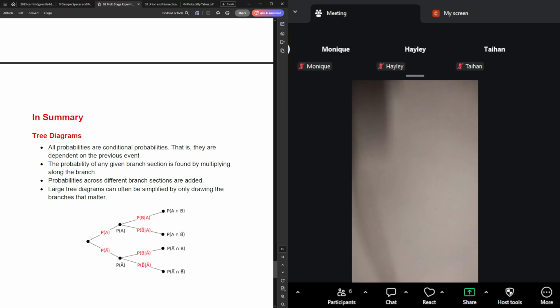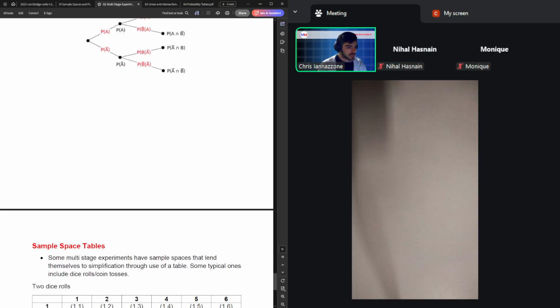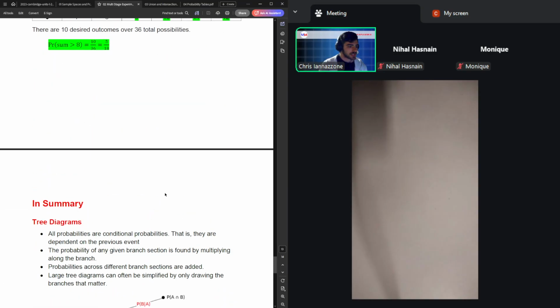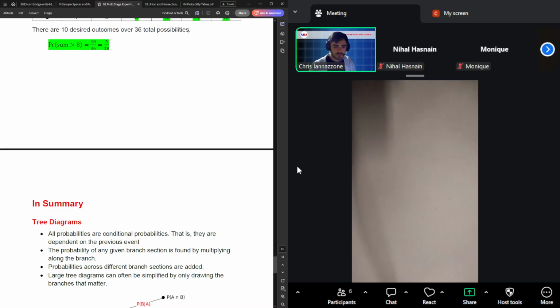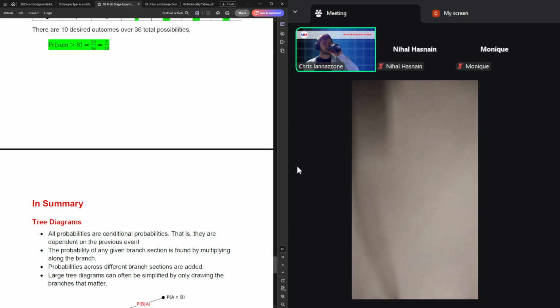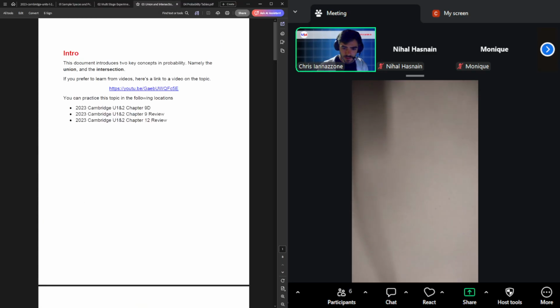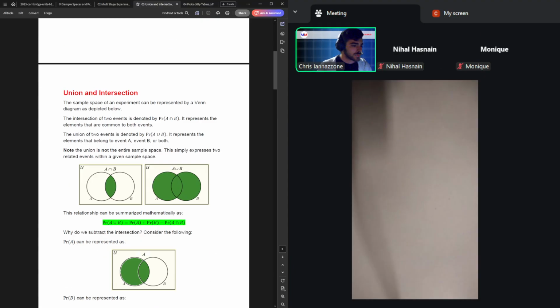Information dump. Is there anything to clarify about any of those? I'm hoping a lot of this is revision for most people, but happy to dive into more detail if we need to. Okay. Cool, let's crack on then.